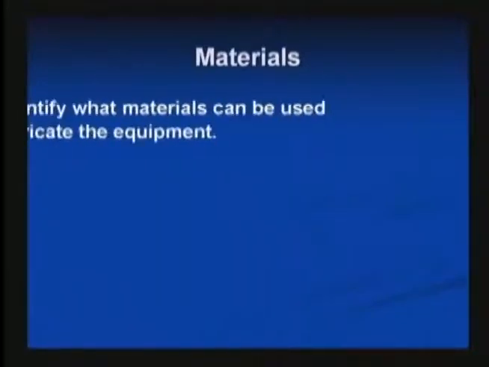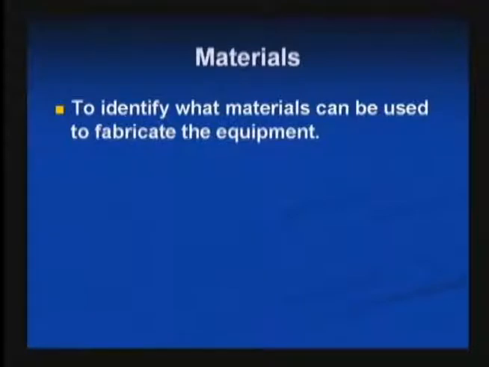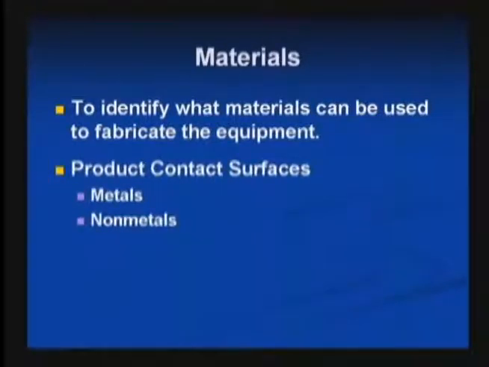The next section we're going to get into are the materials. These are to identify what materials can be used to fabricate the equipment. It is divided up into product contact surface materials. They have special requirements, obviously, for use in direct contact with the product. So we split it out between metals and non-metals.